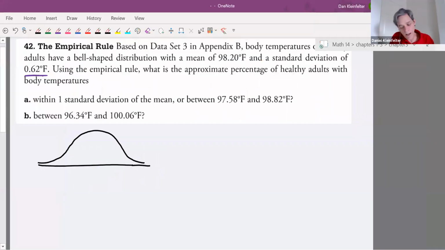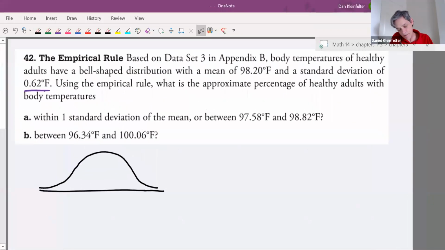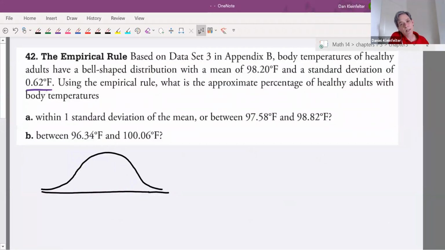All right, so we have another example here from the textbook. This one is about body temperatures. It says body temperatures of healthy adults have a bell-shaped distribution with a mean of 98.20 degrees Fahrenheit and a standard deviation of 0.62 degrees Fahrenheit. Using the empirical rule, which is again that 68, 95, 99.7% rule, we want to know the approximate percentage of healthy adults with body temperatures, and there are 2 parts to this question.